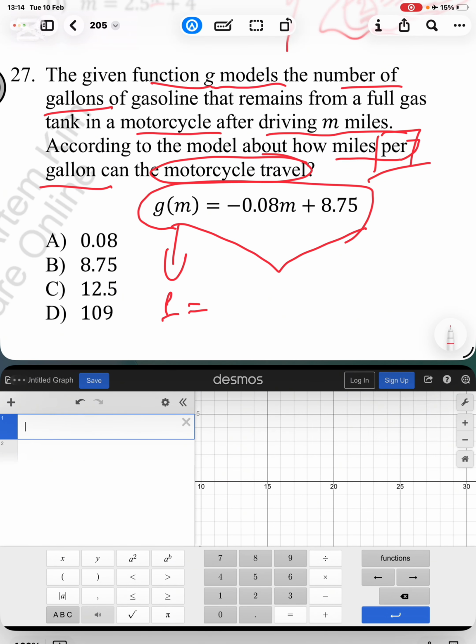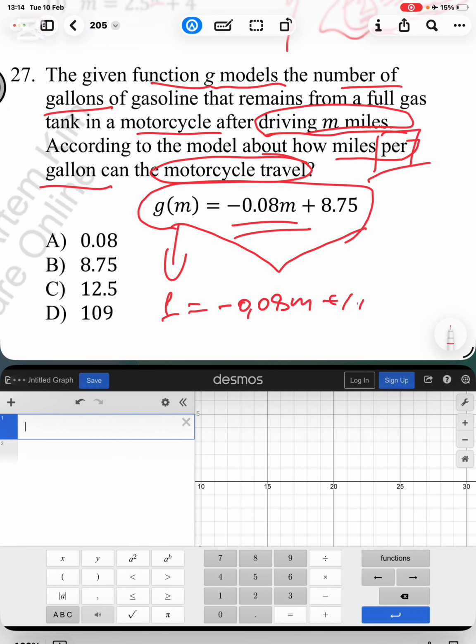After that, we may just simply find how many miles it can drive per gallon. So from the decimals, here we have to work with this expression.